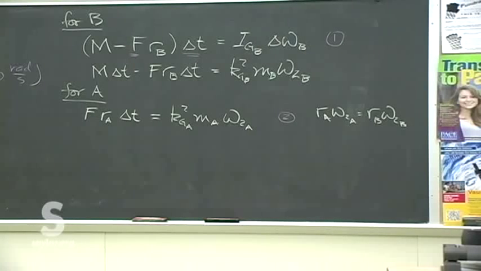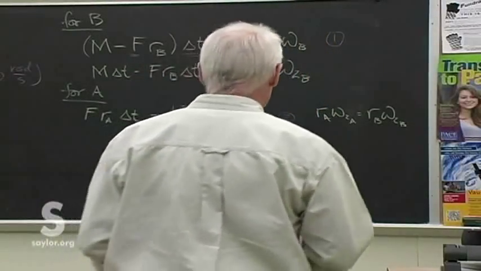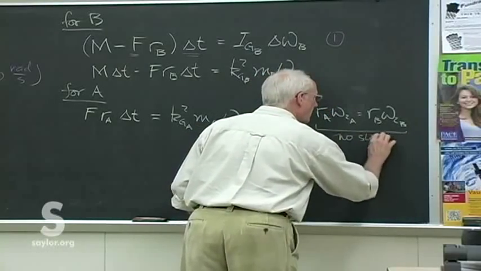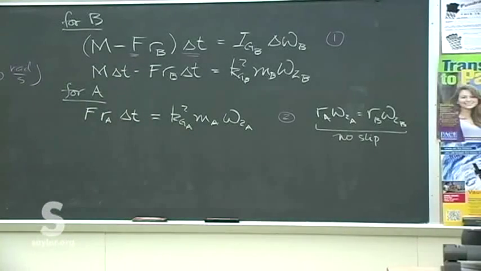That's actually the velocity of the contact point between the two. Of course, that's assuming no slip, which is the point of gears. So if they can slip, they don't do as often as a belt might.